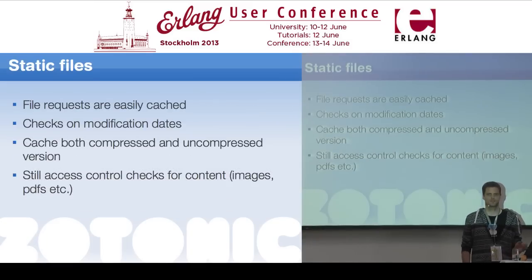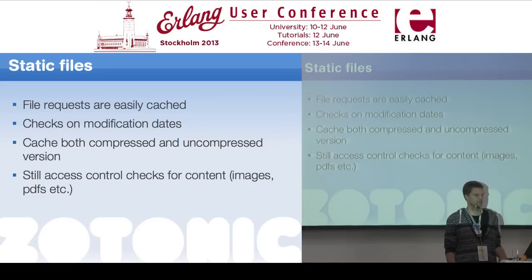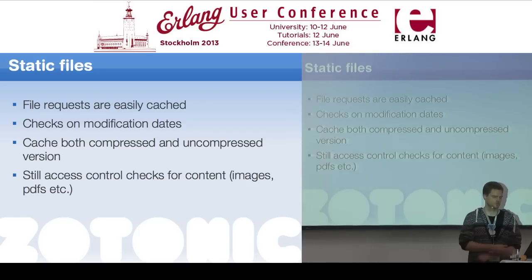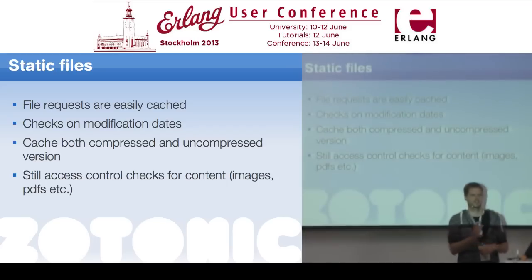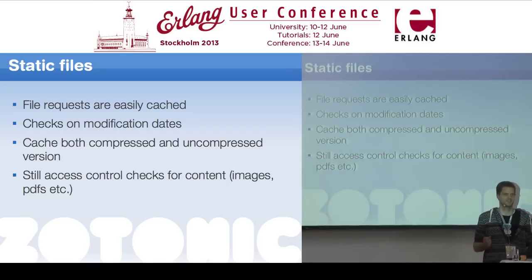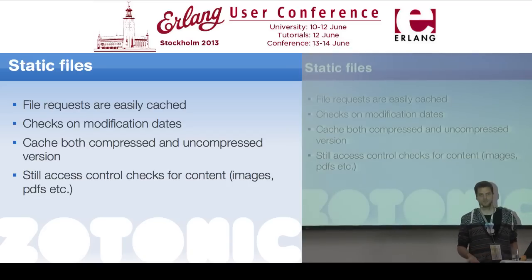So, file requests. We also serve some normal static files, just images, etc. For those files that cannot have those special checks, like you cannot combine three JPEGs into one JPEG, you just have that JPEG. So there we need to do a modification date check. But we cache those files in memory, both the compressed and the uncompressed version, because we don't want to do the compression again when a user asks for a gzipped version of some file. So we just cache that in memory.